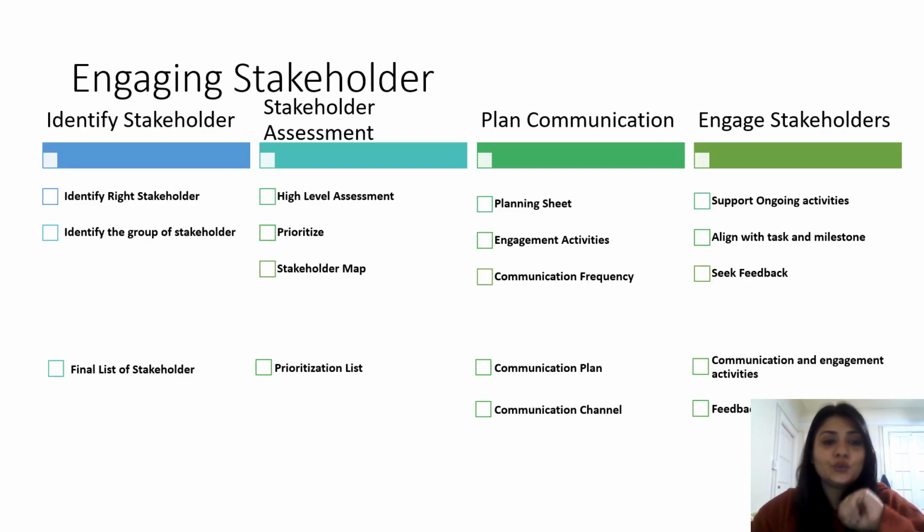Next we will move on to the steps for engaging stakeholders. First thing is identifying your stakeholders. It is very important to ask yourself who the right stakeholders are. For example, an accounting person might be finding budgets for the purchase of hardware, tools and software, but he might not be a very right or prioritized stakeholder.